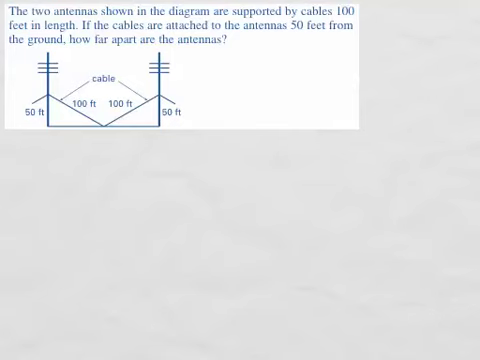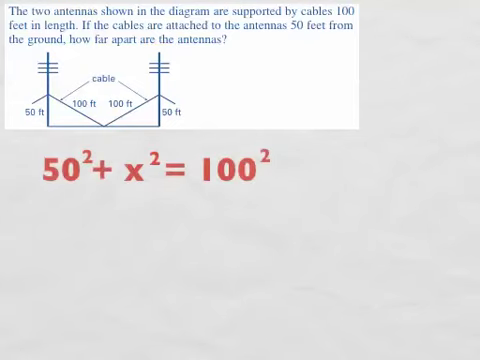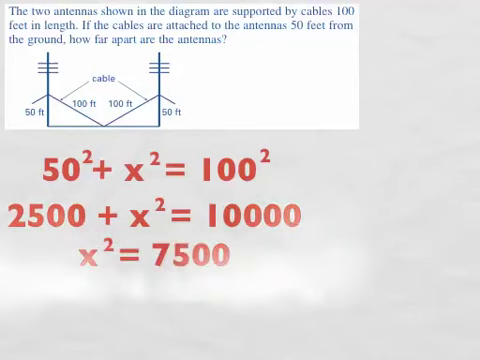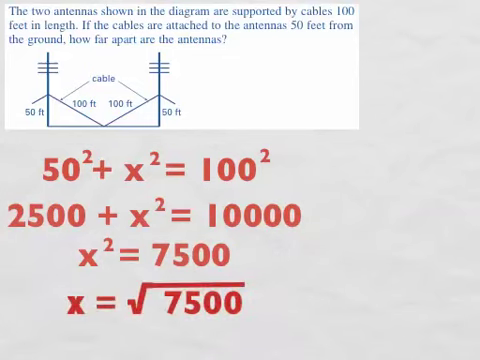They've even labeled this diagram for us, which is very nice. I need to find the length of one of the legs. So I would plug in 50 squared plus x squared equals 100 squared. Well, 50 squared is 2,500, and 100 squared is 10,000. So I have 2,500 plus x squared equals 10,000. Subtract 2,500 from both sides, and you get x squared equals 7,500. Take the square root of both sides, and you get x equals the square root of 7,500.